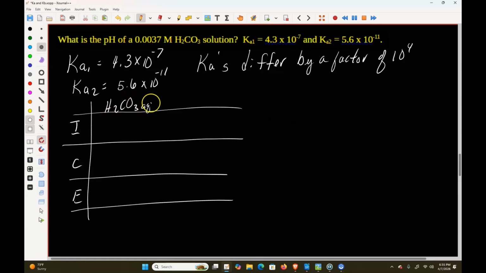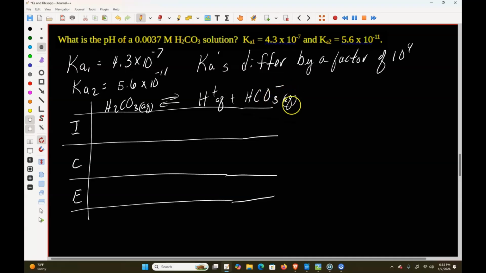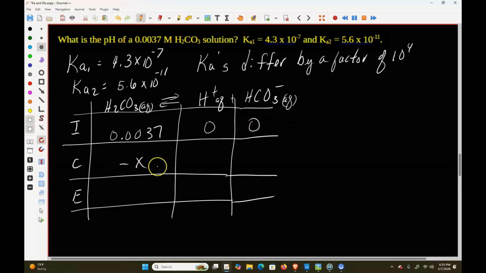We'll have H2CO3 aqueous, breaking it apart into H plus aqueous plus HCO3 negative aqueous. All right, so our original concentration is 0.0037, 0 and 0, minus X plus X plus X, because they all have the same coefficient.